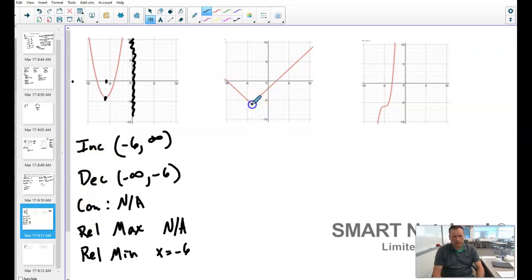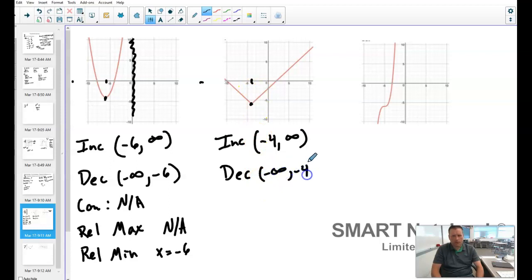So this one I've got decrease until I get to this point, and then increase the rest of the way. My increase starts at this point, which looks like -4. So that'd be -4 to infinity, in interval notation just like that. And my decreasing is all the way from here until I get to this point right here, so that'd be negative infinity to negative 4 as well. There is no constant, so that's not applicable. And then my relative max, I have none, but I have a relative min at x equals negative 4. And relative max is not there.